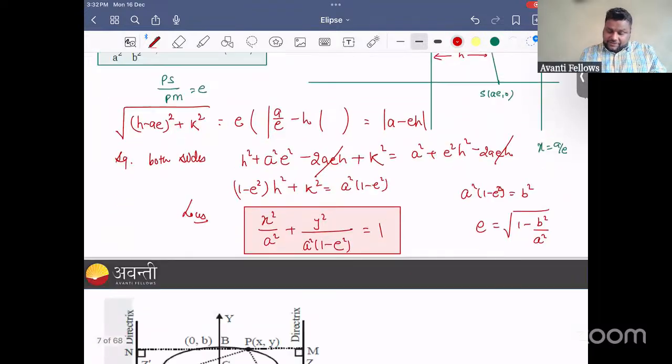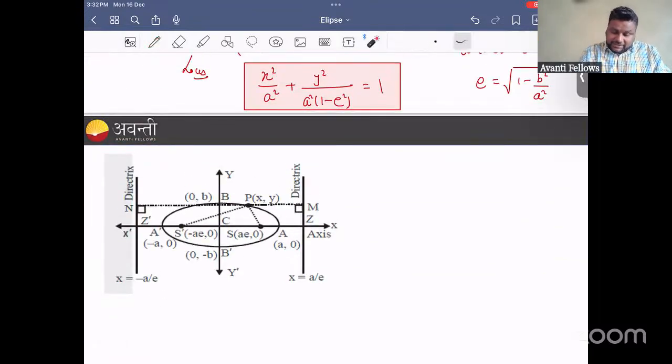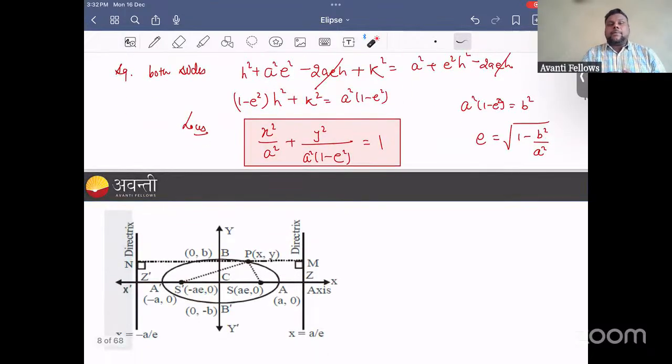Now, if it is symmetric about the y-axis, that means if one focus is AE and one directrix is x equals to a by e, there will definitely be another focus that is minus AE comma 0 and another directrix that is x equals to minus a upon e. So every ellipse is always symmetric about something. So every ellipse is having two focus and two directrix. Am I clear? Every ellipse is having two focus and two directrix.